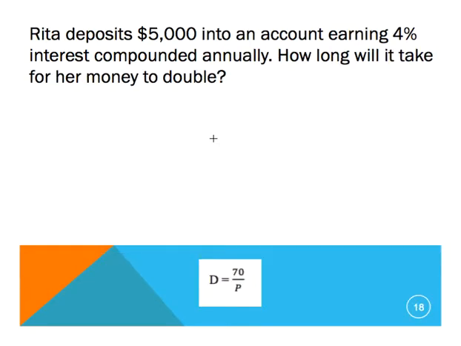Okay, this one says Rita deposits $5,000 into an account earning 4% interest compounded annually. How long will it take for her money to double? So this should be an easy question, but what you have to do is realize what type of question it is. This one's asking how long will it take for her money to double?